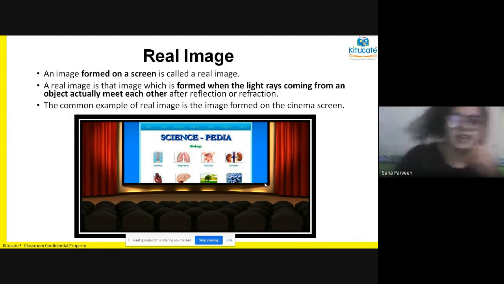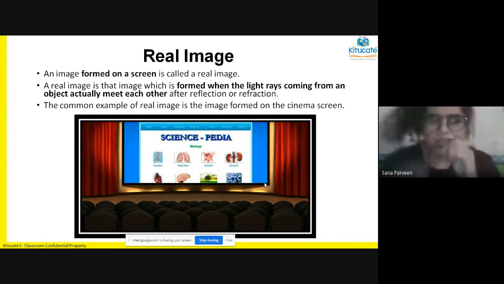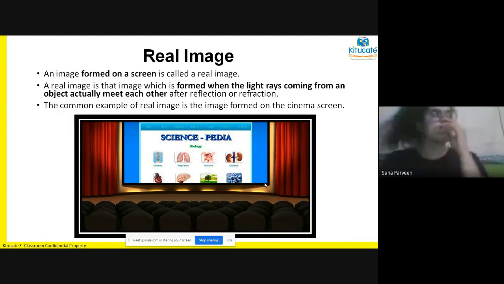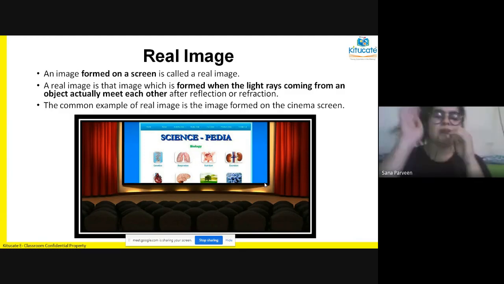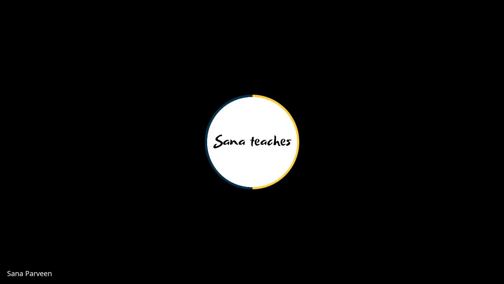It's a very interesting topic coming ahead, and we have a very beautiful image right after this slide. So, real image: an image formed on a screen. Virtual image is not formed on a screen, because if you go and stand in front of a blackboard, you have to see yourself on the blackboard. So the virtual image is not obtained on a screen, but a real image is formed on a screen, and the example that we experience is in the cinema hall, in the movie theaters.